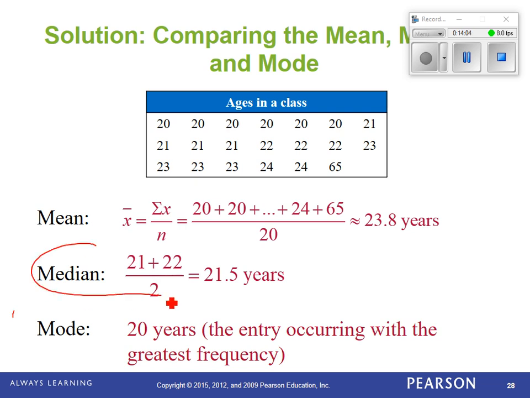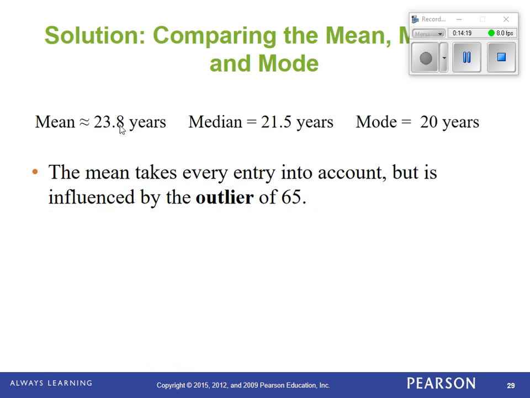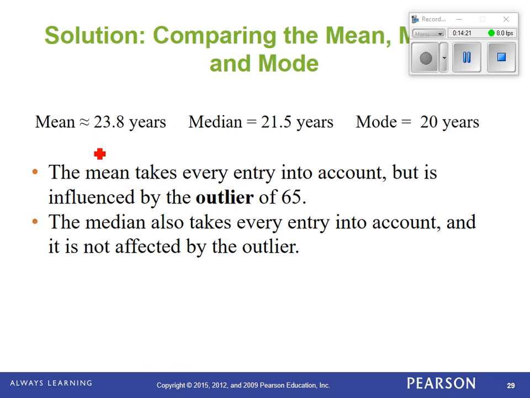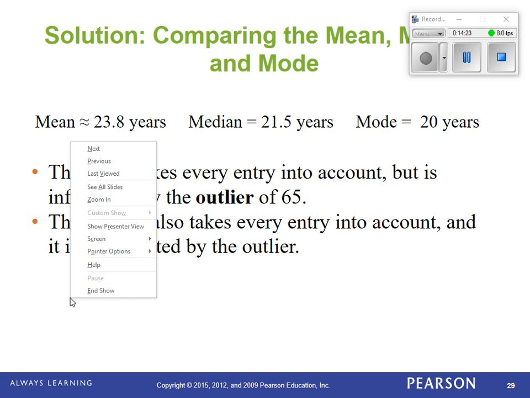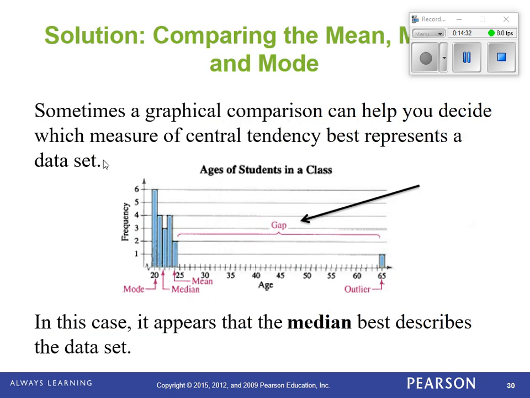Probably the median. We said 21, 22, something around there, right? Well, that'd probably be the median. So this time the median would be the one that best describes the age of a typical person in that class. The mean was raised because of the 65, the outlier. The mode, there was just a whole bunch of 20-year-olds in that class, but they were the youngest ones, right? So that wasn't really a good thing.